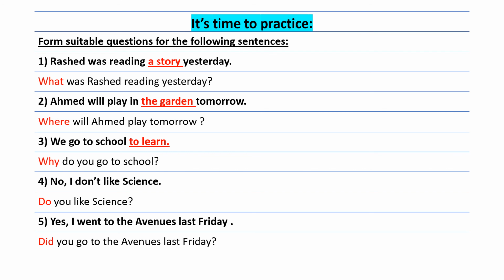Number four, no, I don't like science. If I ask you, do you like something, you can say yes or no, because this is an original question. So you can say, do you like science? You can say, no, I don't like science. And you can say, yes, I like science. What about number five? Yes, I went to the avenues last Friday. You can say, did you go to the avenues last Friday? Because as I told you, this is a yes or no question.